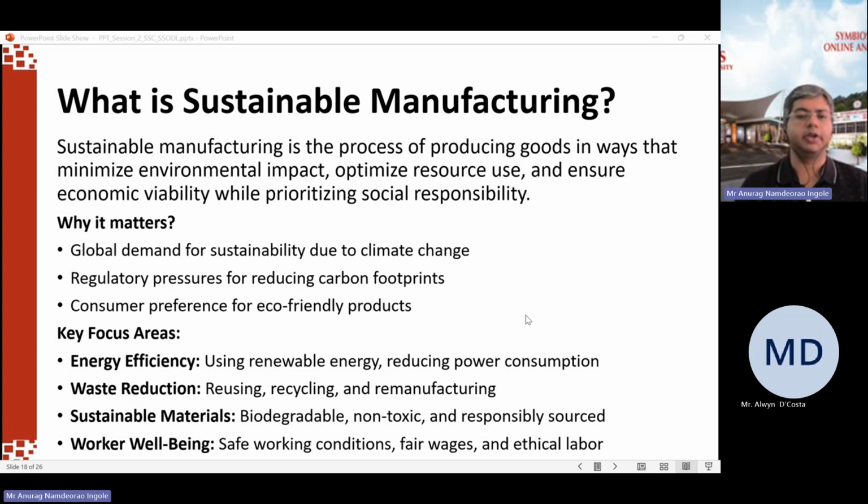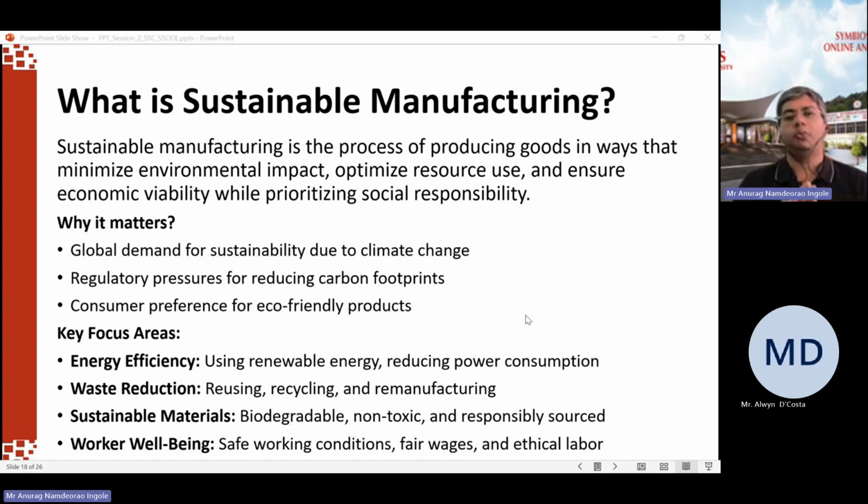Why does sustainability matter? That is why manufacturing also needs to be sustainable, because of the global demand of sustainability due to climate change, regulatory pressures for reducing carbon footprints, consumer preference for eco-friendly products, etc. And when we speak about sustainable manufacturing, there are some key focus areas. So first is energy efficiency, using renewable energy, reducing power consumption, etc., while we are manufacturing the product.